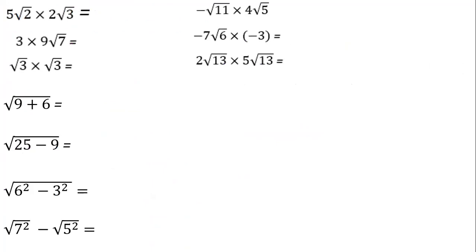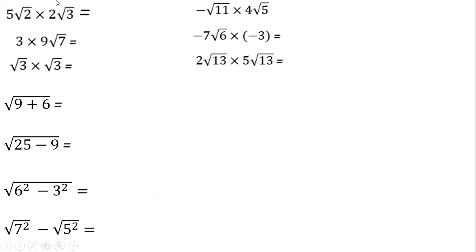Now, multiplication of square roots. The rule of multiplication, we have 3 rules for multiplication. If we are multiplying a number by a radical, a times radical b is a radical b. Radical a times radical b is radical, and we multiply a times b. Radical a times radical a, it's radical a squared, and the answer is a.